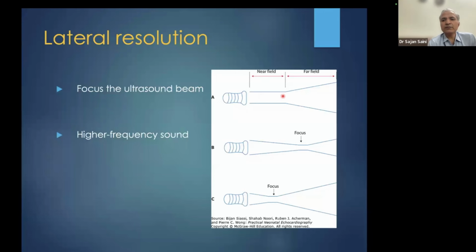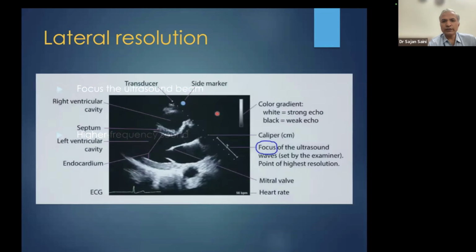Modern machines come with an additional feature, that is the focus. So what is the focus? Depending upon the focus, the field is divided into the near field and the far field. The ultrasound beams converge towards the focus and then they diverge. Okay. And I'll show you how it is done.